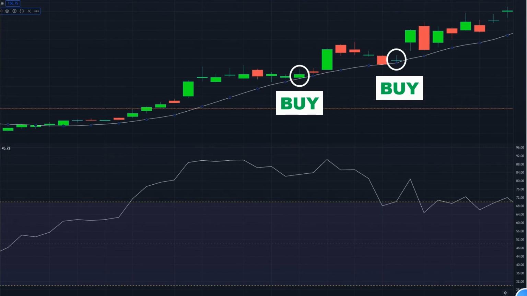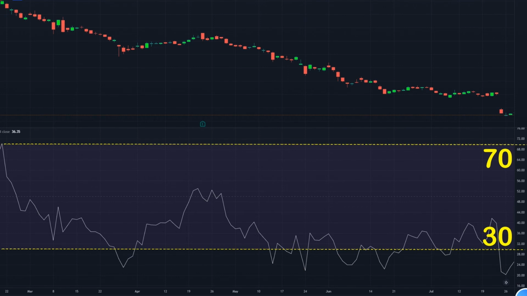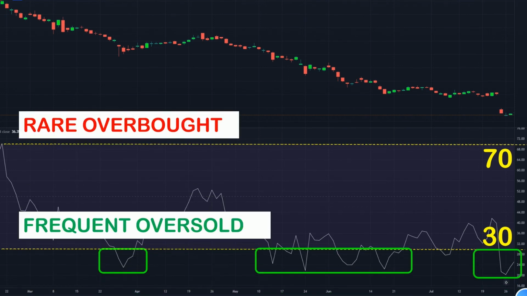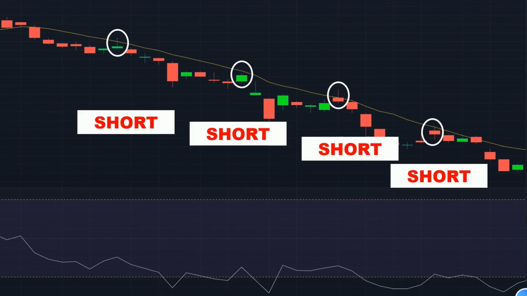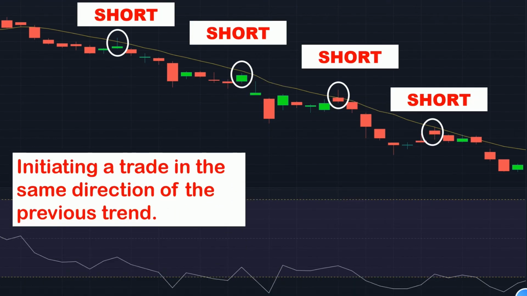The same situation applies to a downtrend. The RSI will be stuck in the oversold region and will struggle to exceed 70%. The traders will be looking at buying opportunities, but the stock will be going down lower. So in this case, instead of taking a reversal position, you can consider initiating a trade in the same direction.